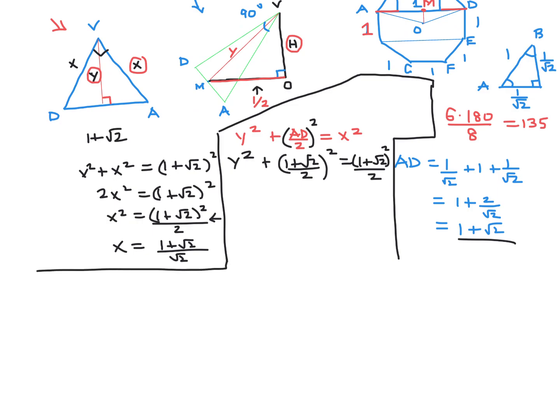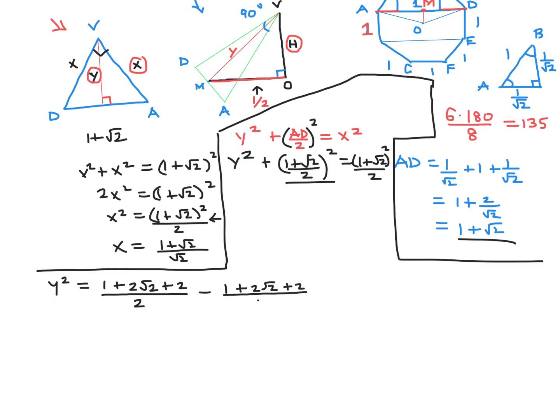I'm probably going to need some space, so I'm going to start over here. We have y squared plus... well, let me just expand it: 1 plus 2 root 2 plus 2 all over 2, and then minus this guy, which is 1 plus 2 root 2 plus 2 all over 4. Is that right? I hope so.